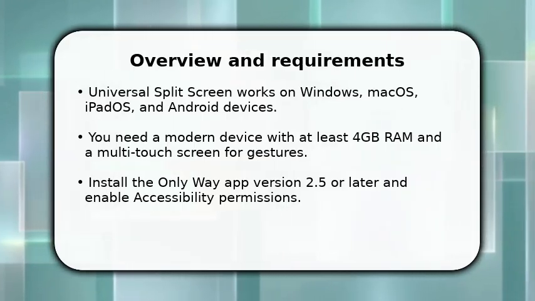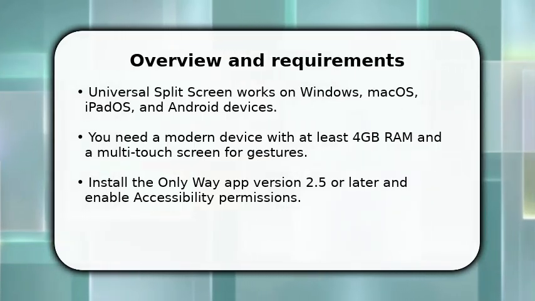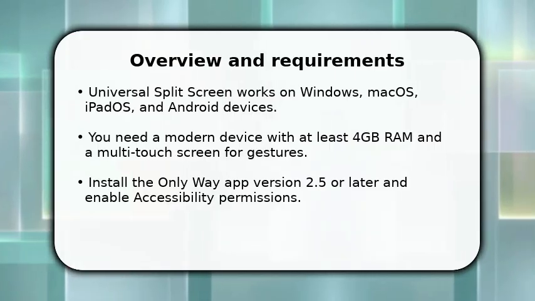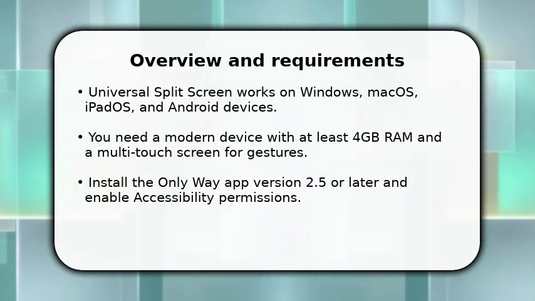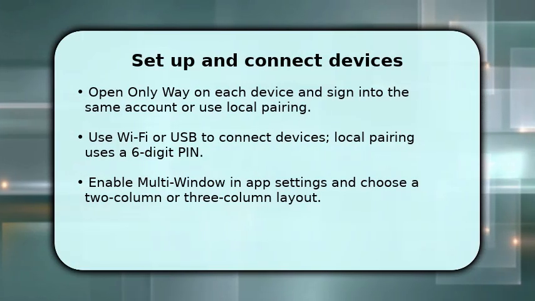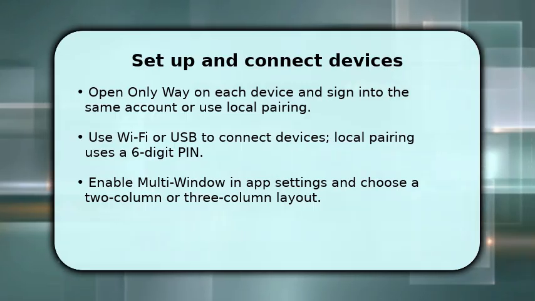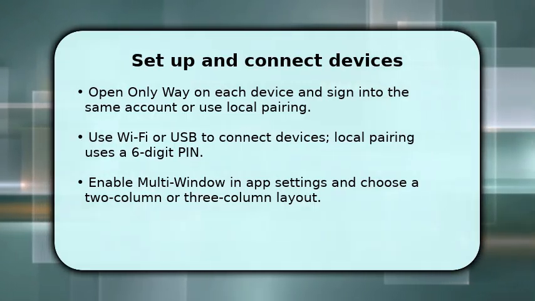Ensure your device has at least 4 GB RAM for smooth performance. Enable accessibility or screen recording permissions when prompted by the app. Open Only Way on every device and sign into the same account for syncing. You can also use local pairing if you prefer not to use Cloud Sync.